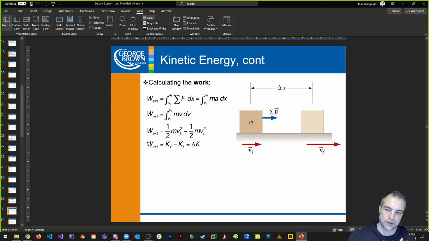And we know that the external work can also be shown as K final minus K initial, which is the change in kinetic energy. Now remember that with kinetic energy, we start off with an amount of energy, and as it moves, the kinetic energy will be transferred. Think about energy transfer again. It'll be transferred into different places.